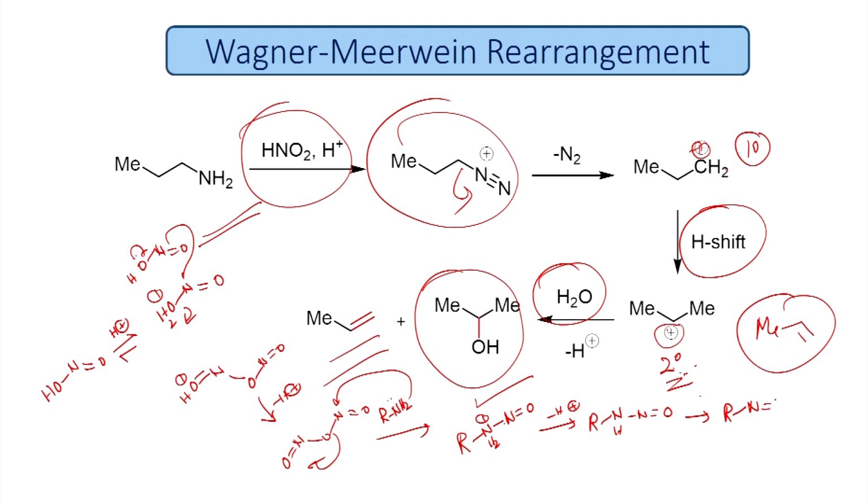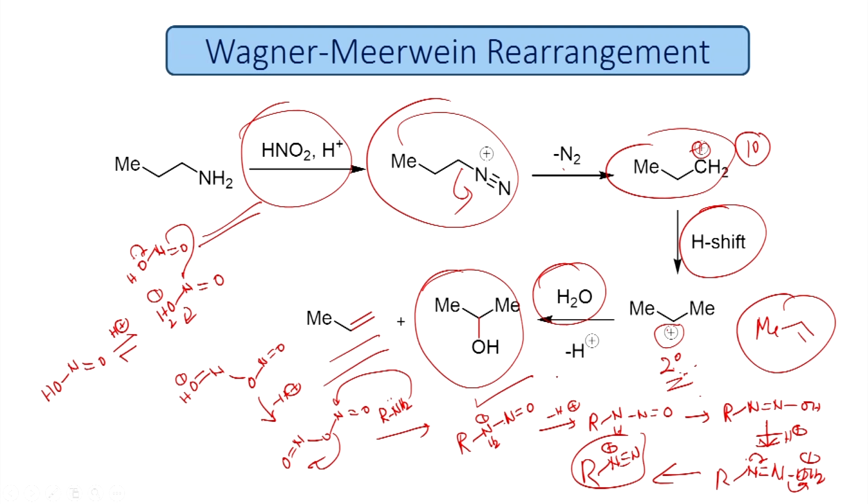Once you form this one, when you undergo protonation, it can lose a water molecule, and you will be able to form the disodium salt. Once you form this one, it can be easily converted into the carbocation by losing nitrogen. Then the hydrogen shift takes place: the hydrogen with its bond pair can move to this carbocation, and you will be able to form the secondary carbocation. This can be further converted into a neutral molecule.